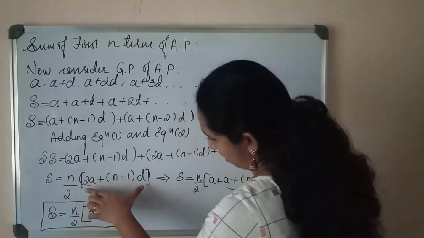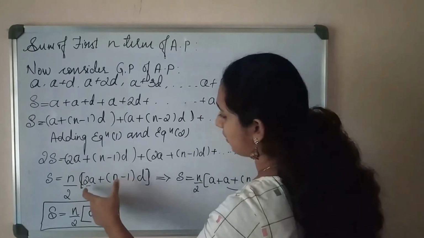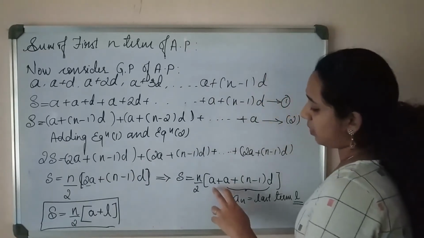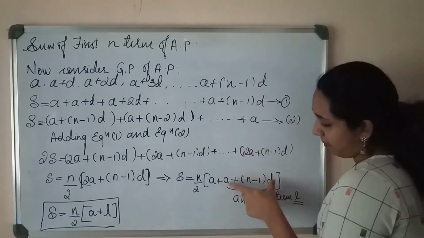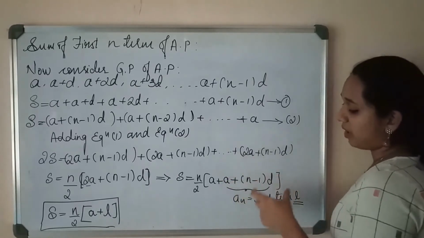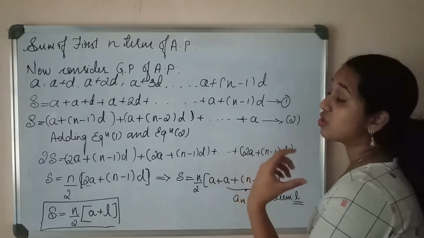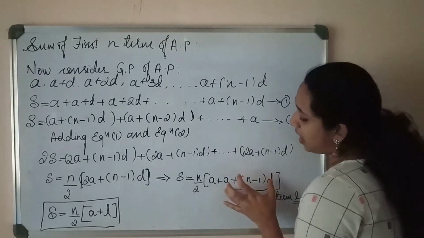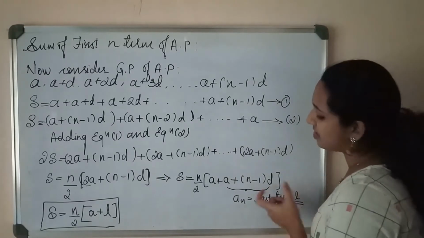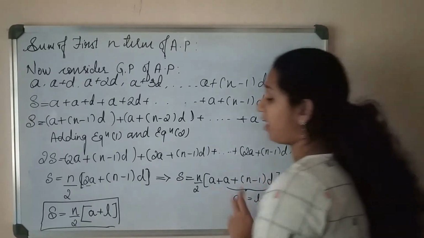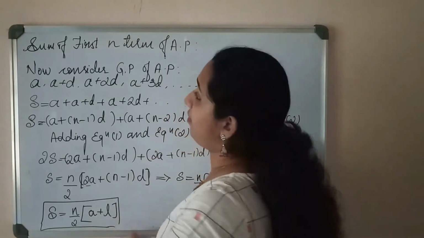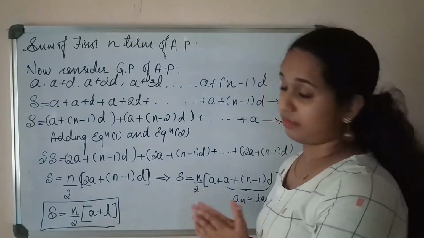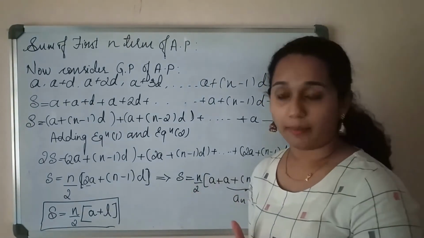Since I have some possibility of getting a simpler form, what I'll do, I'm going to split this 2a into a plus a. Okay, once I split it into a plus a, this a plus n minus 1 into d will give us an nth term, which is also our last term L. So I'm going to denote this as, instead of an, I'll be denoting it as L. Okay, because I will be assuming it as a last term. Then finally I obtained a simplified form of sum of first n terms of an arithmetic progression. I hope you guys have understood this. We'll solve few problems on this. Okay.